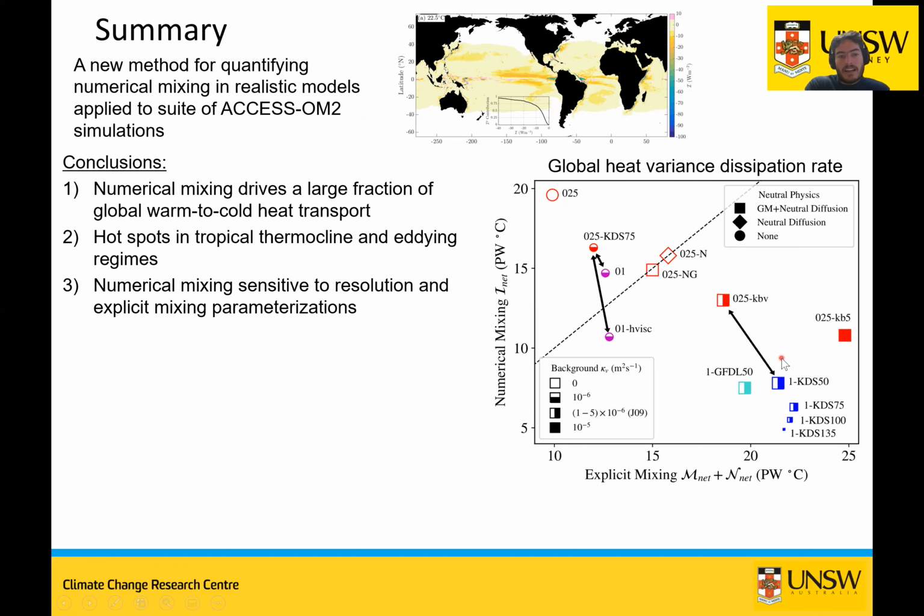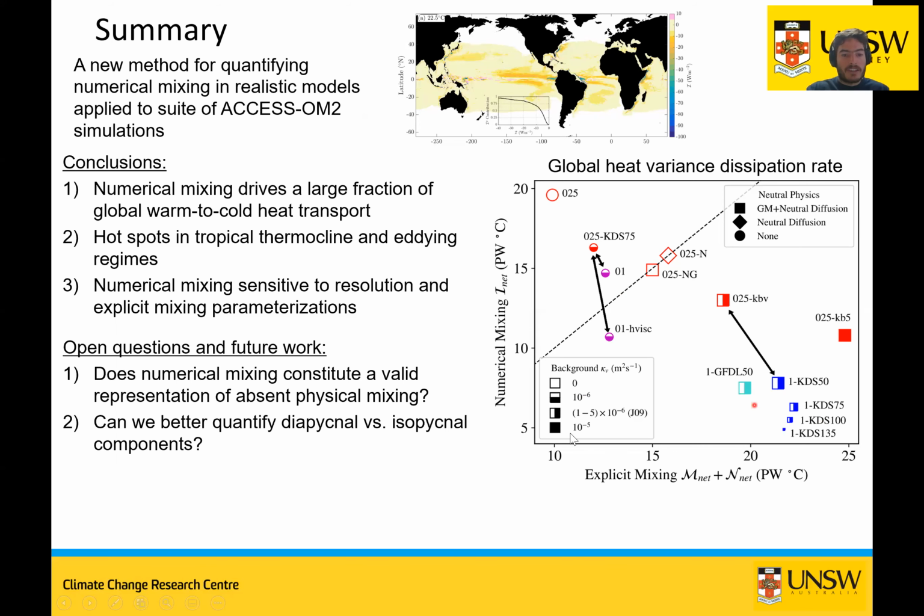And it raises some interesting philosophical questions. You might see that a lot of these configurations lie on a line, which indicates if you have stronger numerical mixing, you have weaker explicit mixing, or vice versa. And so it opens the question: we can move along this line, and there might be reasons we might want to have more numerical mixing so overall we get less explicit mixing. But the question is, does numerical mixing constitute a valid representation of absent physical mixing? So that's an interesting question. Obviously, for future work, we'd really like to be able to decompose the diapycnal and isopycnal components.